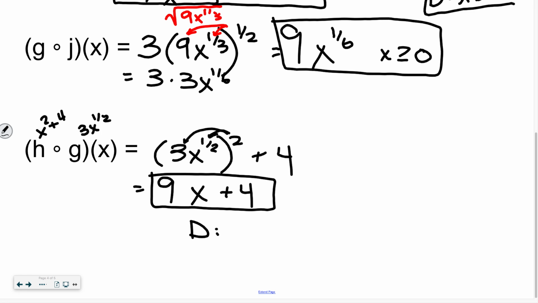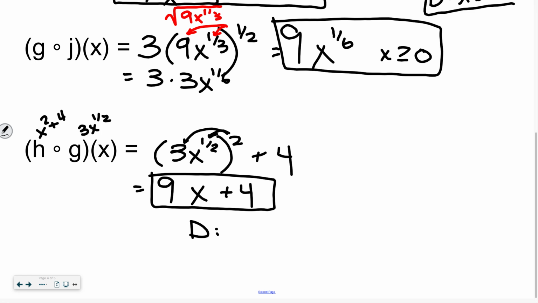Okay, this one is tricky. It looks like all real numbers, doesn't it? I agree. It looks linear in the end. But think about what a composition meant. If you're doing a composition of h of g, first you calculate g, you get an answer, and then you plug it in for h. Can you calculate anything you want in g? No. What's the restriction to g?